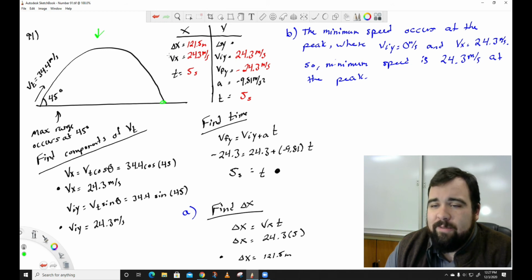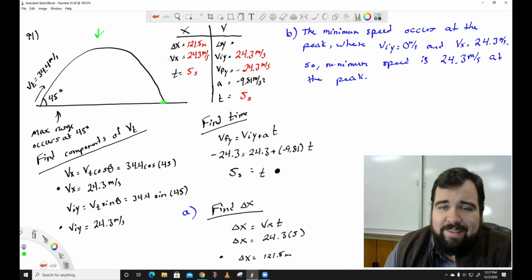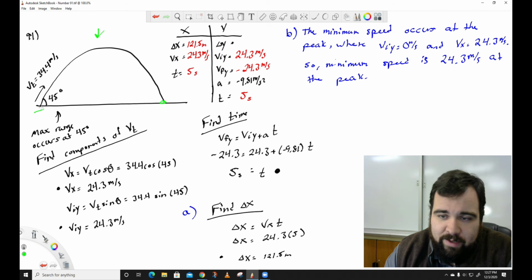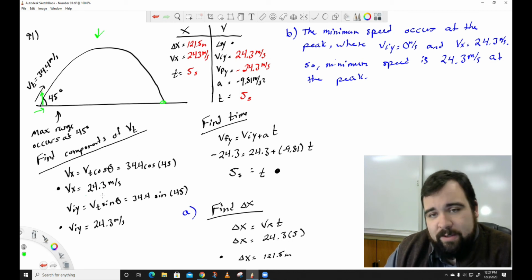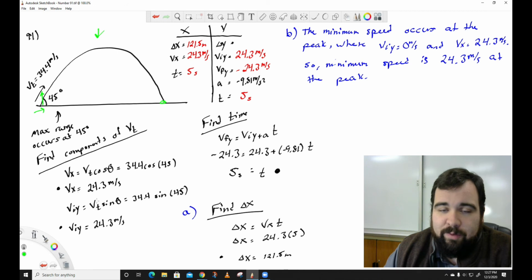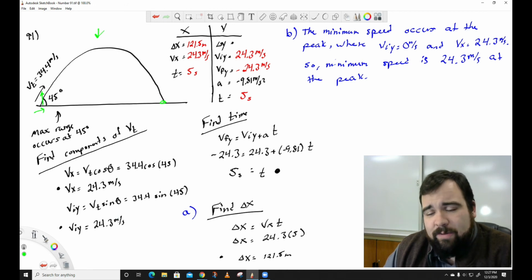Now, since we have V total and theta, that doesn't go anywhere in the chart. The first thing we need to do is break that V total into its components. We need to have the Vx component and the Vy component. So to get Vx, we're going to do the Vt cosine function. To get Vy, we're going to do the Vt sine function. You'll notice that both values come out to be the same, 24.3, and that's because the angle is 45. And in a 45-45-90 triangle, like what we have here, the two sides of the triangle are identical.